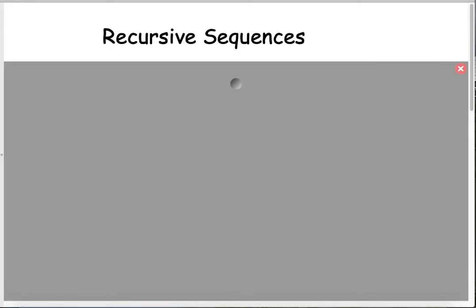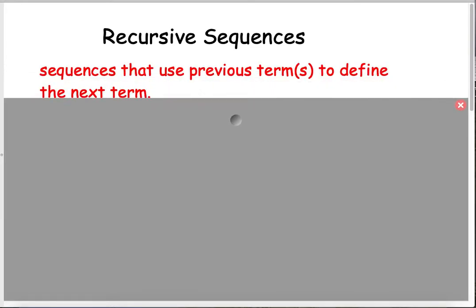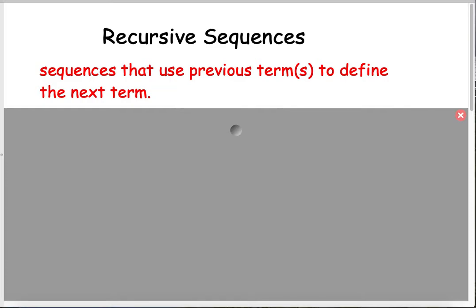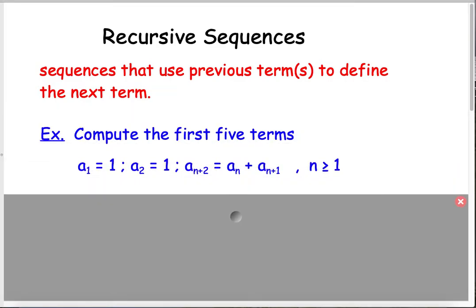Alright, now, sometimes instead of sequences being defined explicitly, we have recursive sequences. And those types of sequences use a previous term or previous terms, plural, to define what the next term is. So each term is defined based on the term or several terms that came before it. So let me show you an example.